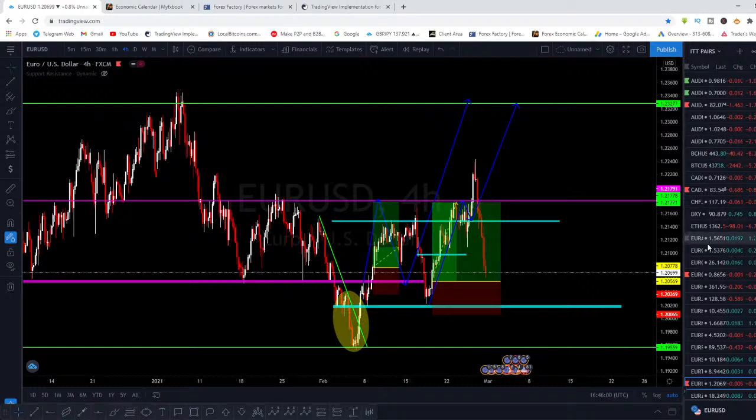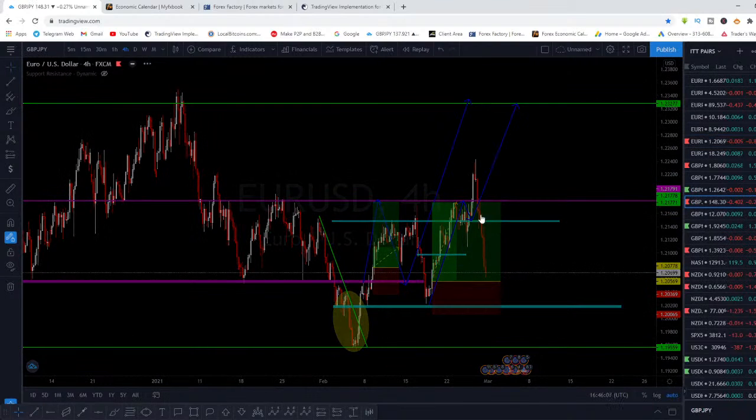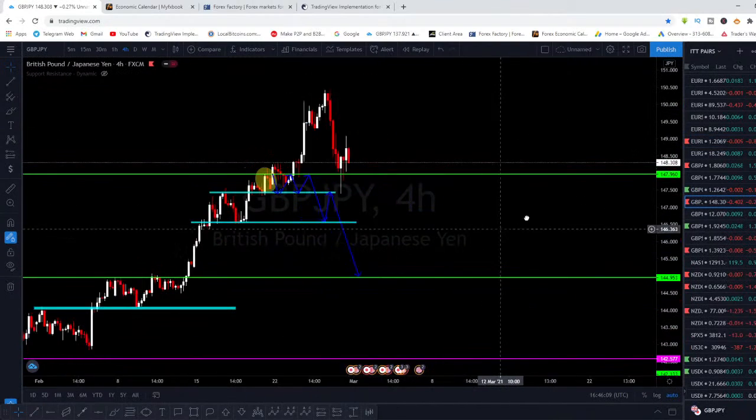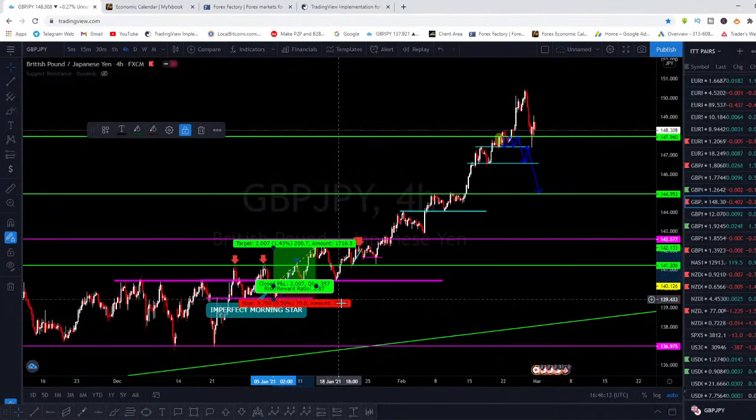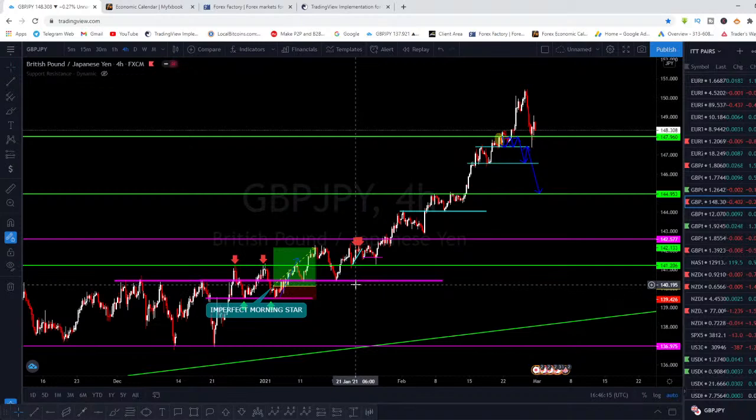Let me check out GBP JPY. Somebody is saying GJ, so I gotta check it out for GJ as well. All right. Okay, so this is GJ. You guys still remember when exactly we executed a trade around this zone, right? Come on, man. This was a swing trade, bro.